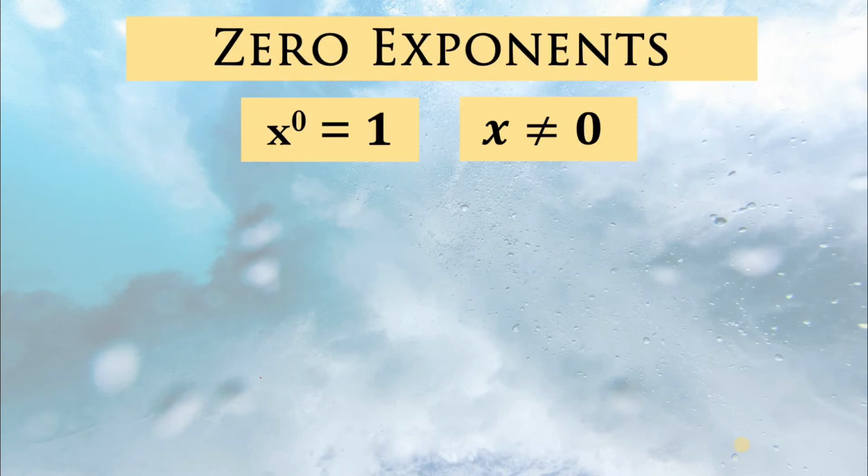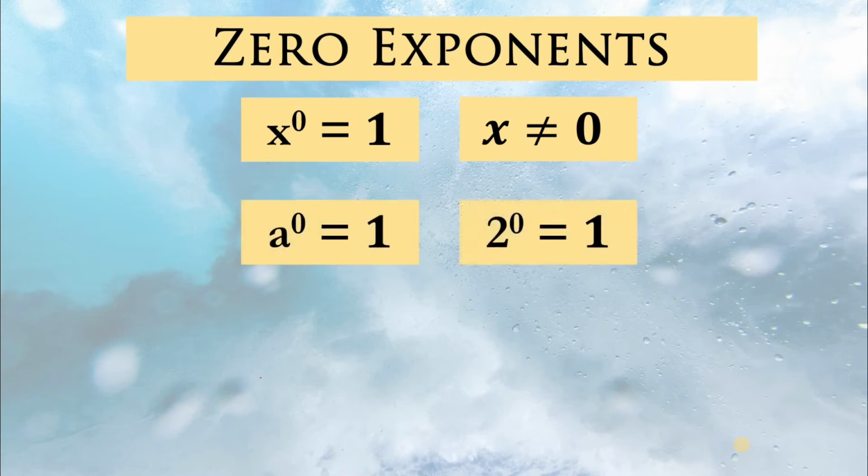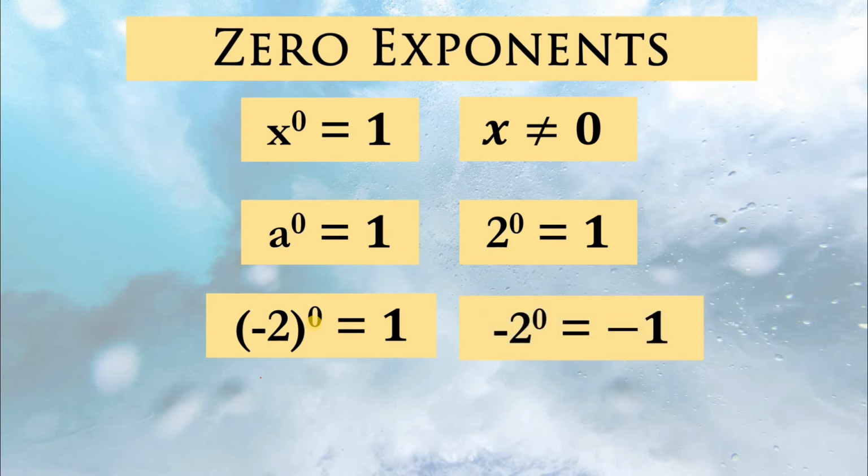Okay? Okay, let's go to the examples. A raised to 0 is 1. 2 raised to 0 is 1. Quantity negative 2 raised to 0 is 1. Whereas negative 2 raised to 0 is negative 1. So what's the difference between this one on your left and this one on your right?